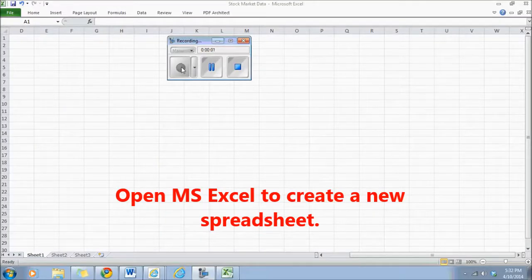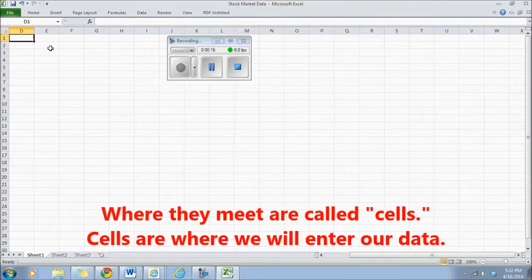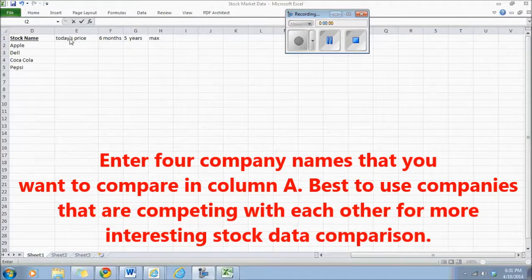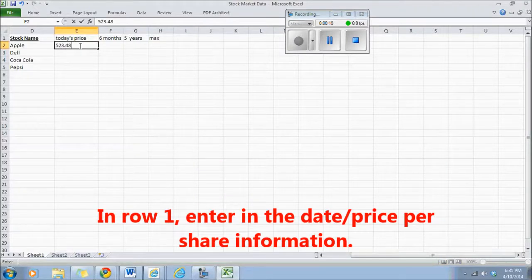Now let's chart our data in our spreadsheet. Spreadsheets are made up of rows and columns. You can see that the rows are numbered and the columns have letters. In the middle is called a cell. A cell is where we're going to put our data. We're going to start at the top with stock name. Label the columns today's price, 6 months, 5 years, and max. And now we're going to fill in our data into the cells so we have it all ready for graphing.